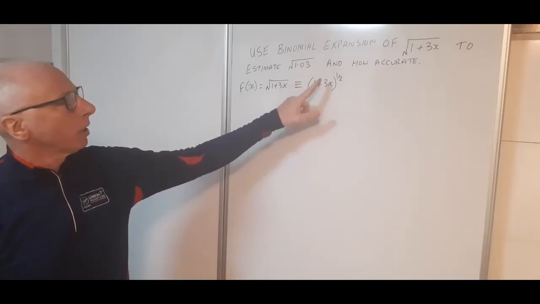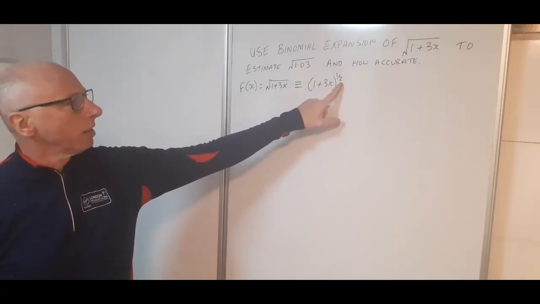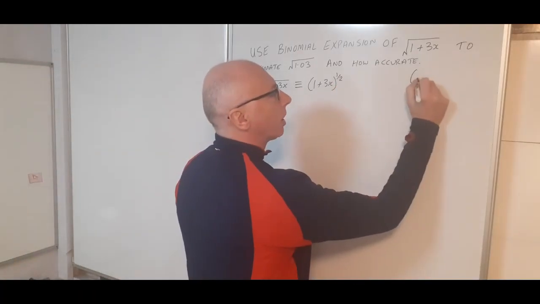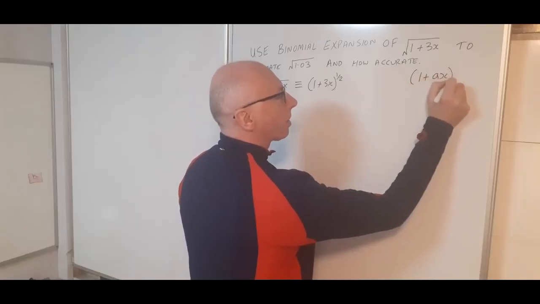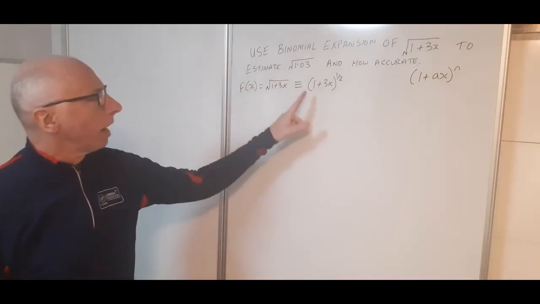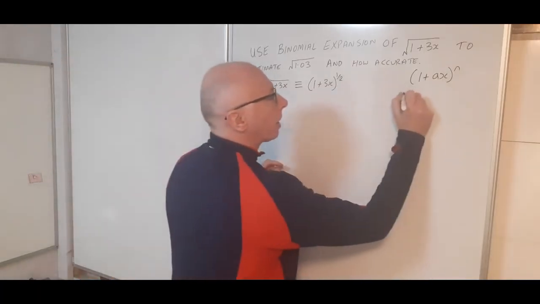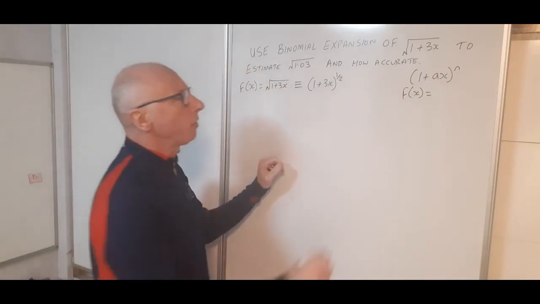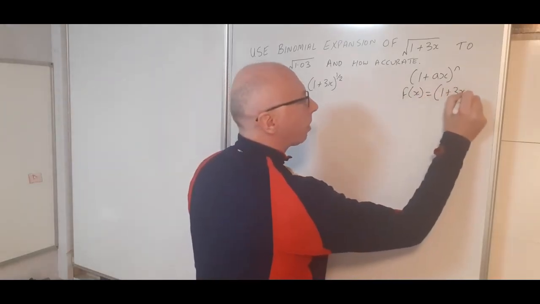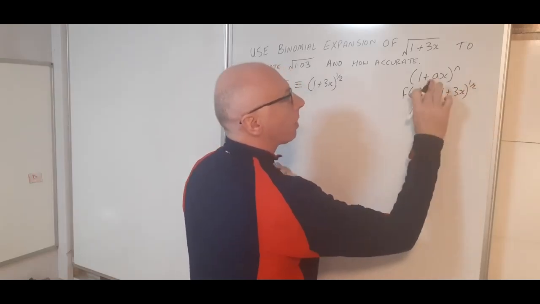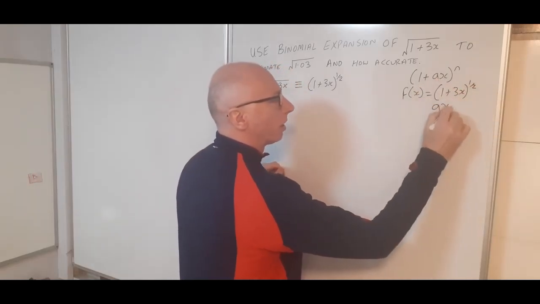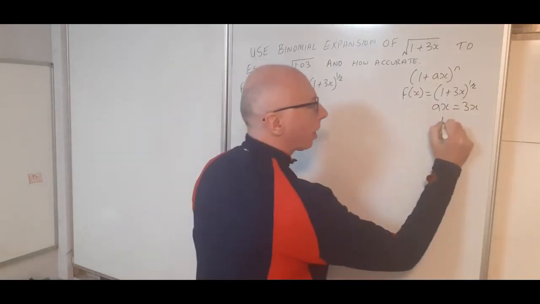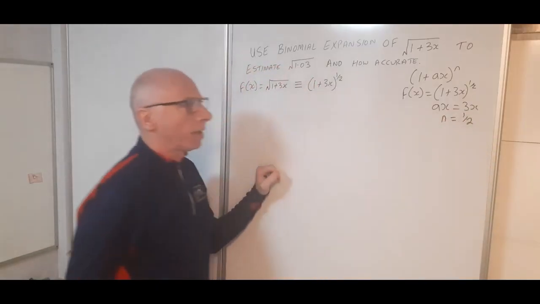Now for the binomial expansion formula with a fractional index or a negative index, we need to write this in a general form first. So we've got 1 plus ax to the power of n. Now our f of x is of the form 1 plus 3x to the half. Let's write that here and put the bits that we need from here. So ax is 3x and our n is a half. So that's our building blocks to start with.